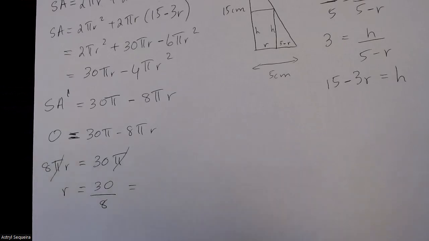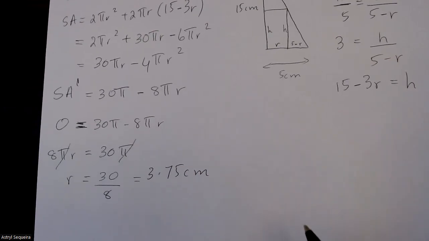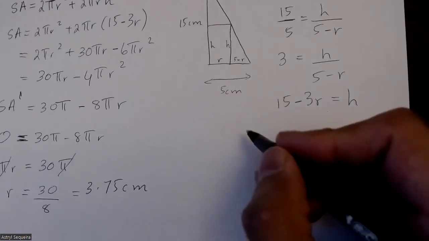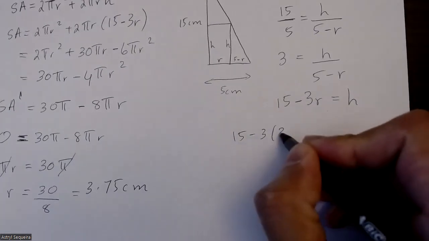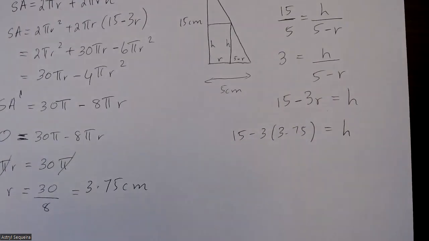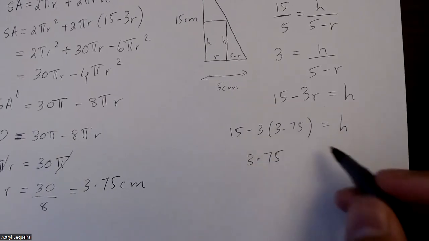Which is 3.75 centimeters. And then I can find the height by subbing it back in over here. So 15 minus 3 times 3.75 equals my height. Do that in my calculator. I get the height to be 3.75 as well.